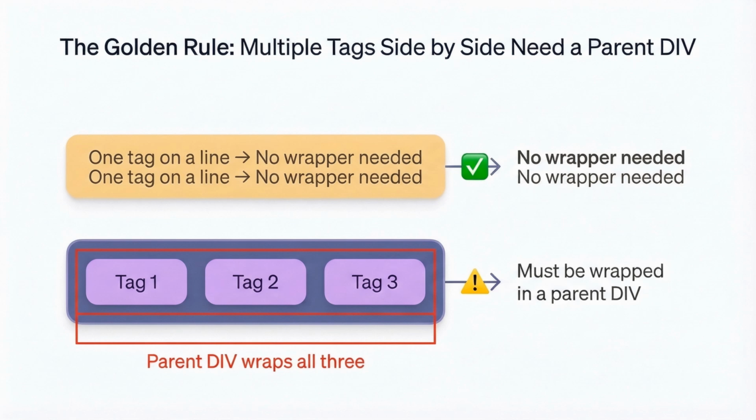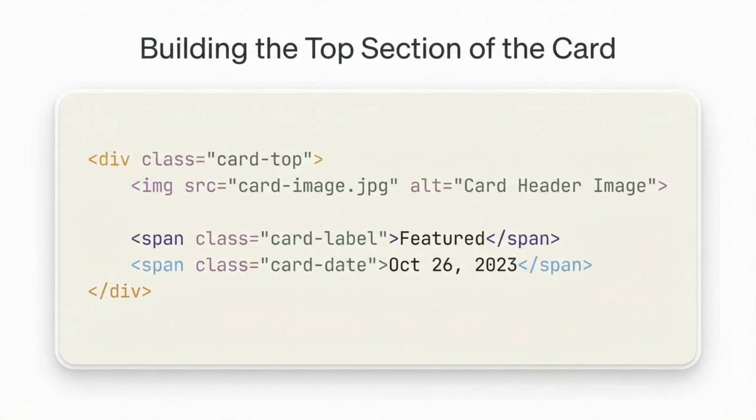With a parent, you can style all of them at once just by targeting the parent. Let's build the top section of the card. Inside the first child div, we have an image and two spans. The image tag uses the src attribute to hold the image URL. You get this by right-clicking an image and choosing Copy Image Address.